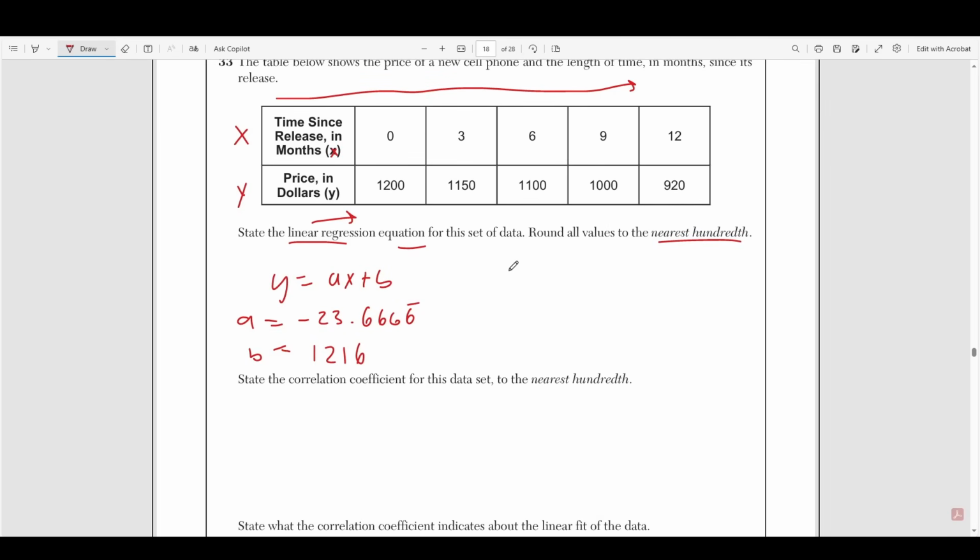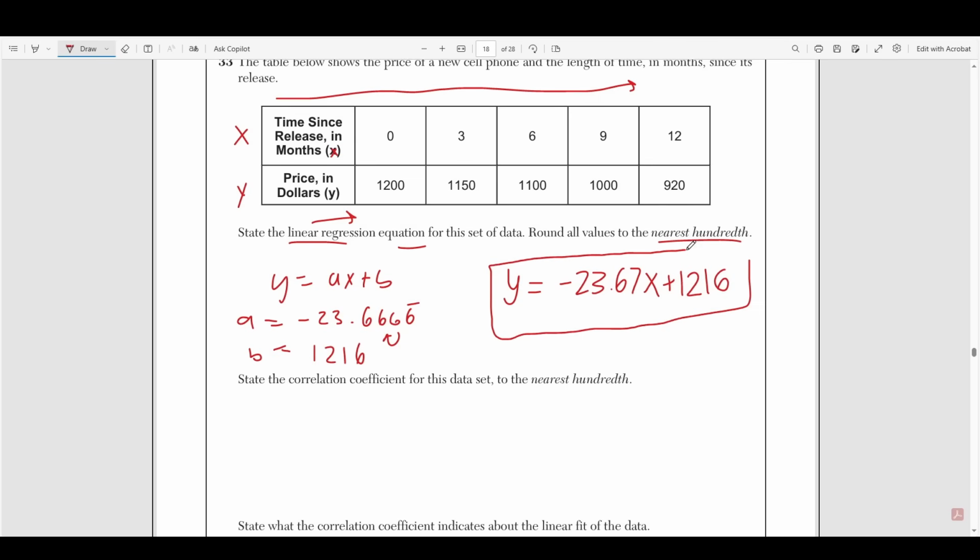So now you know that y is equal to -23.67. Why is it 0.7? Because we're rounding to the nearest hundredth, so there's a 6 here, so you have to round this 6 up. So that's -23.67x plus b, which is 1,216, and that's going to be the linear regression for this data. The linear regression pretty much takes points of data and turns it into an equation that gives you more points of data.